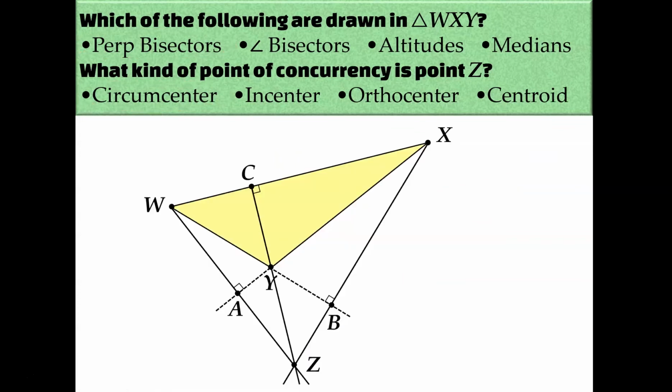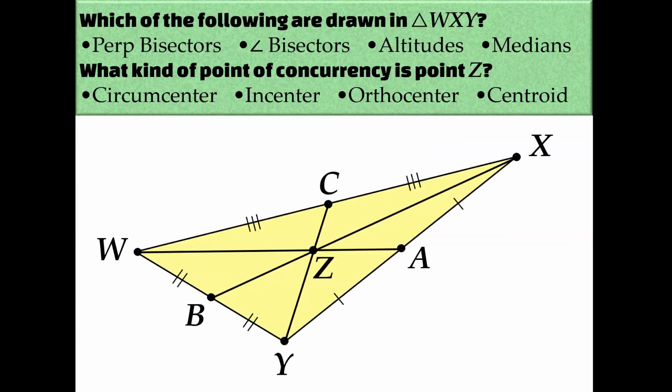In our next example, we have more perpendicular segments, except this time they don't intersect at the midpoint of each side of the triangle. Instead, they pass through the vertex on the opposite side. That's called an altitude. These altitudes intersect at point Z, which is called the orthocenter.